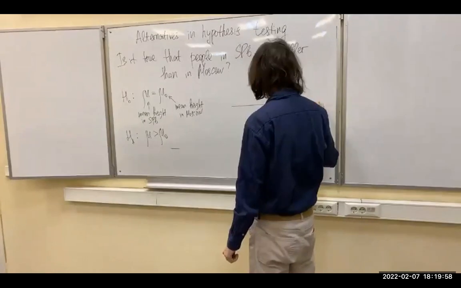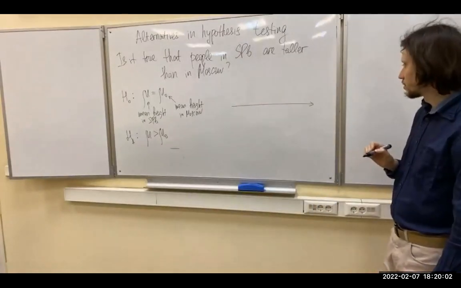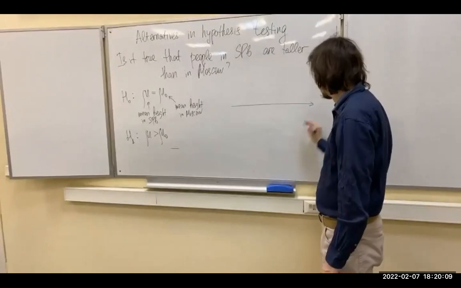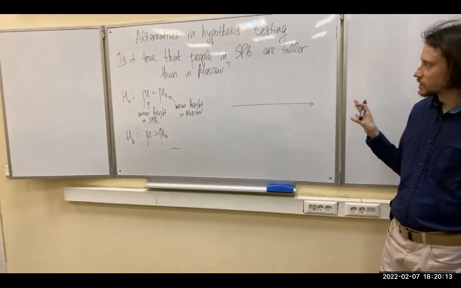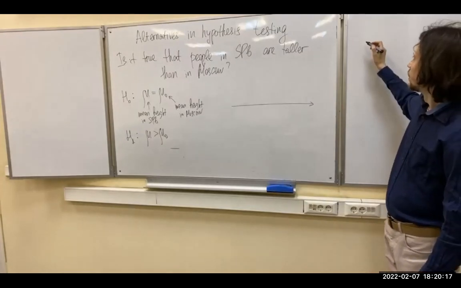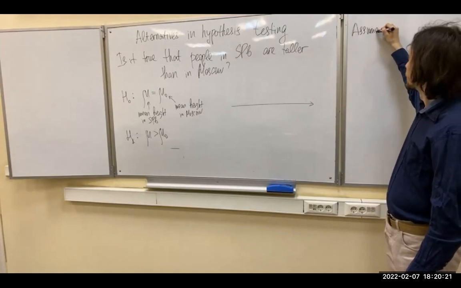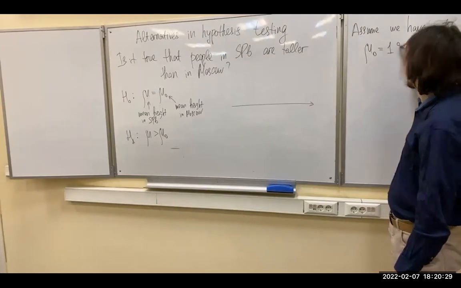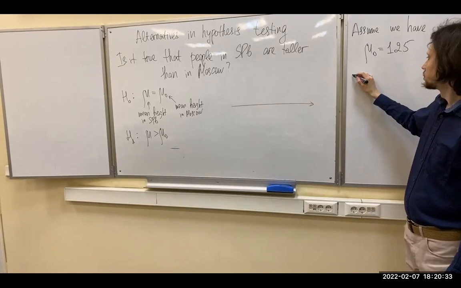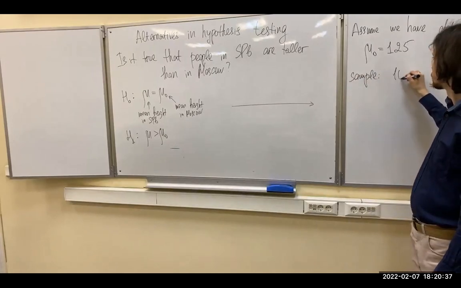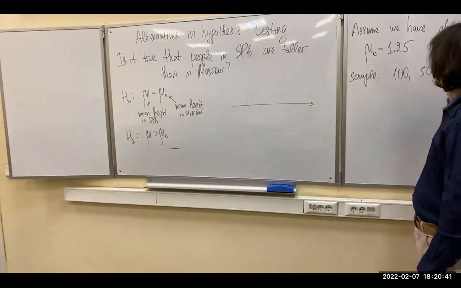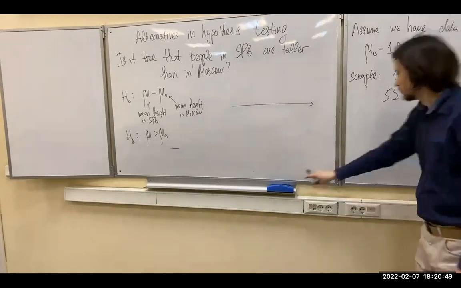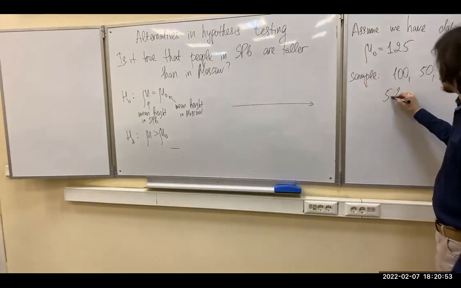What happens if we have the following picture? Let us begin with an example, with the data. Assume we have the following data. The null value is 125, and my sample is 150, 170, 50.